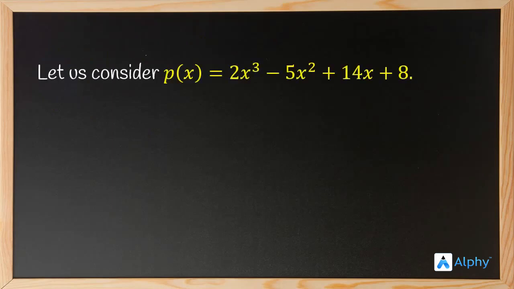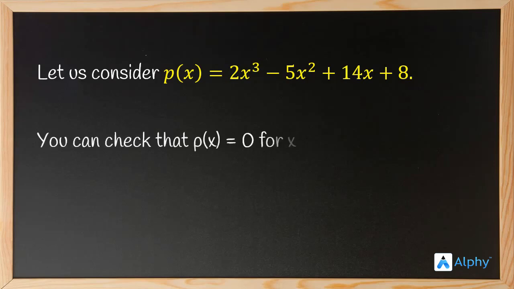So moving on, let us consider p of x is equal to 2x cubed minus 5x squared plus 14x plus 8. This is the cubic polynomial that we are going to be using today to find out if the relationships that we discussed earlier exist for this particular polynomial, and if we are able to find some relationships, in the end we are going to generalize them so that you can use those formulas to find similar things for a cubic polynomial.